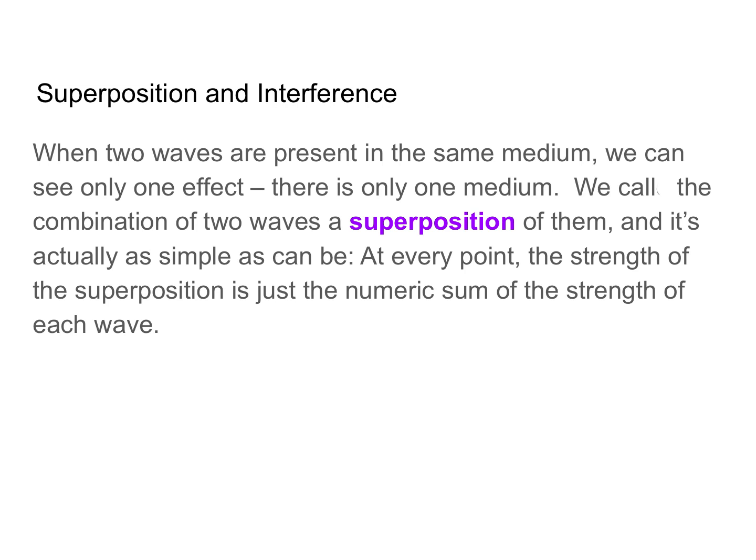When two waves are present in the same medium, we can only see one effect, because there's only one medium. We call the combination of two waves a superposition of them, and it's actually as simple as can be. At every point, the strength of the superposition is just the numeric sum of the strength of each wave.